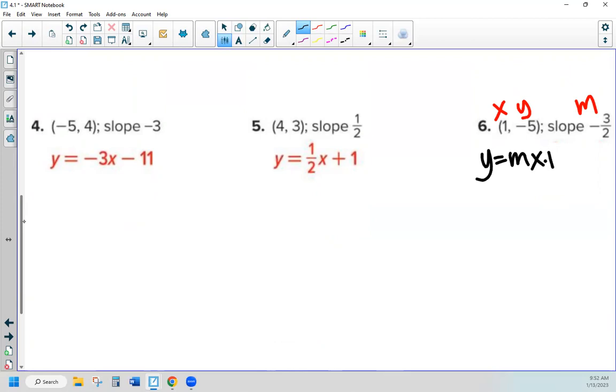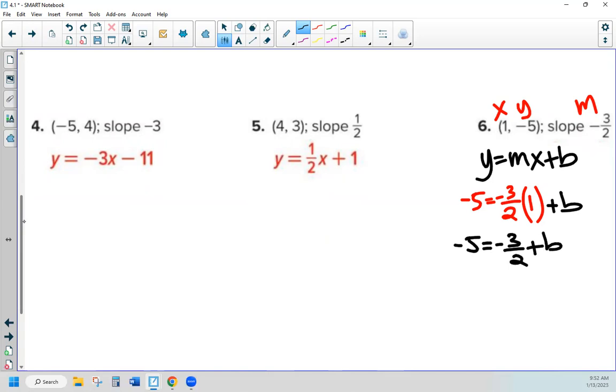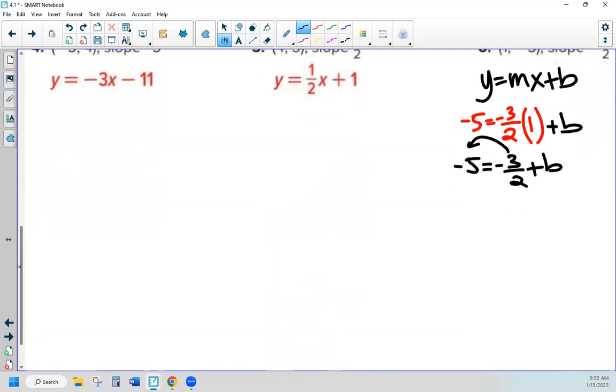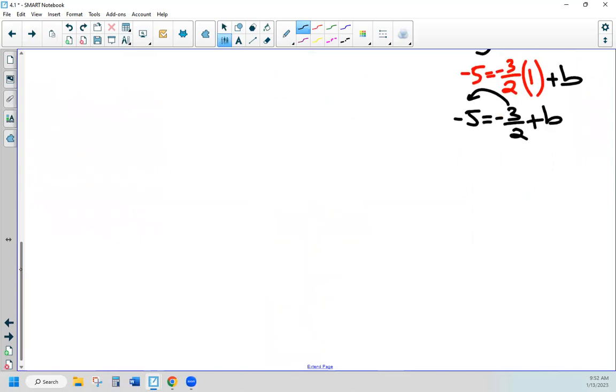Y equals mx plus b, where my y is -5, slope is -3/2, x is 1. Y-intercept is unknown. All right, so pretty much anything times 1 is just itself, so nothing changes there. We then take -3/2 to the other side by adding. That 3/2 wants to subtract because it's a negative number, so we're going to go ahead and add. Oh, I almost messed up there.